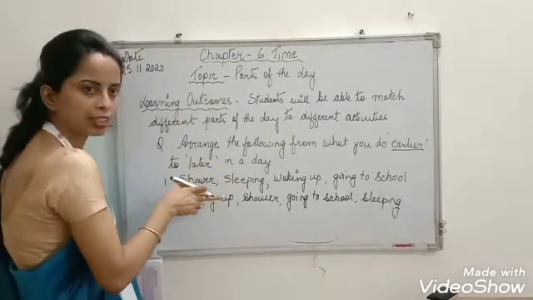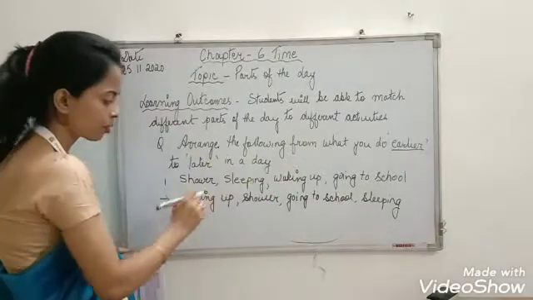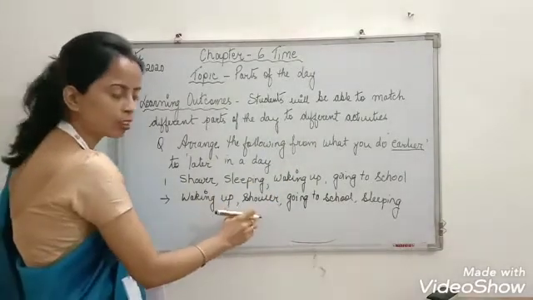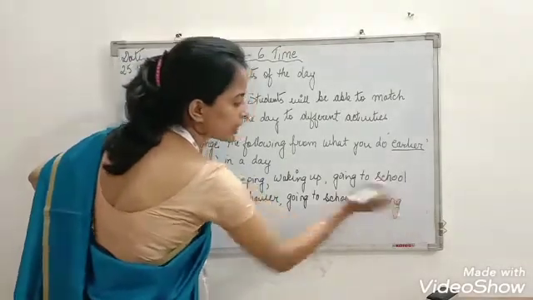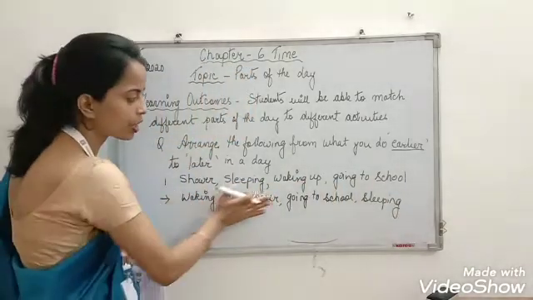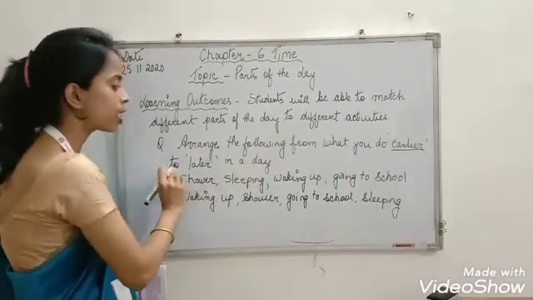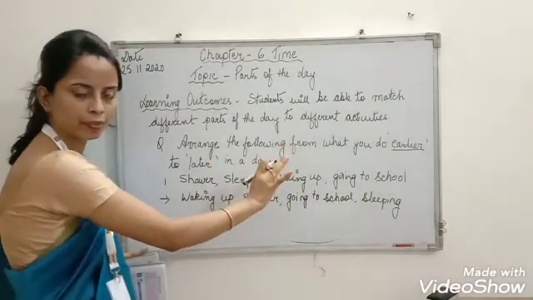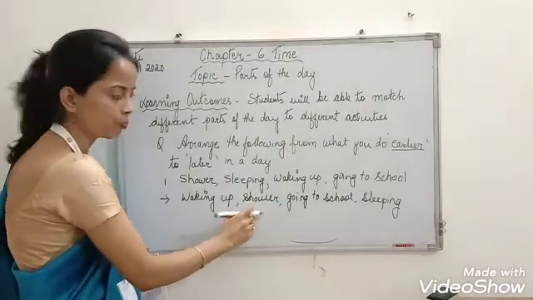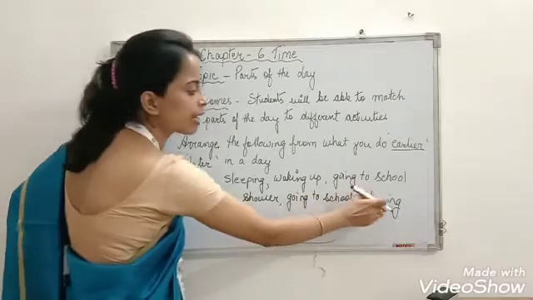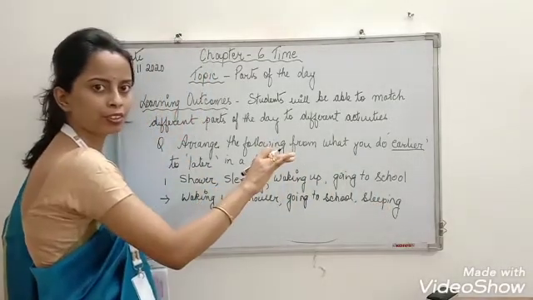So the activities are arranged from earlier to later as we do in a day: waking up, then taking a shower, going to school, then sleeping. Starting is waking up, taking a shower, going to school, then sleeping. Got it, children? We have arranged.